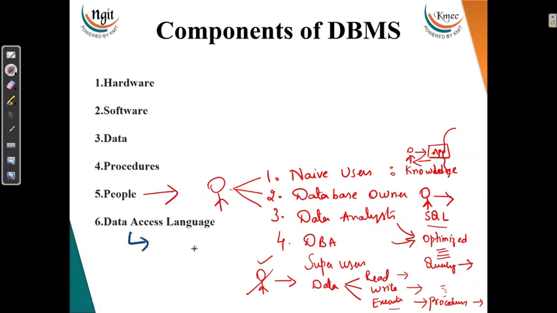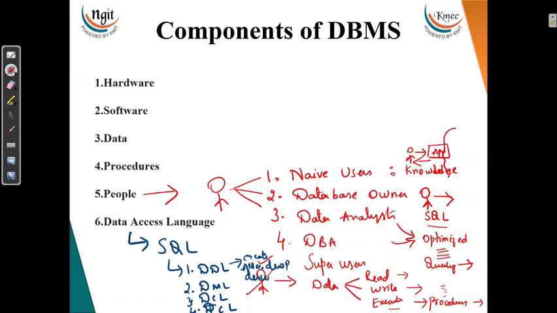Next, database access language. As I already told you, we use structured query language to access the database. So this language has subcategorized all the commands into four: data definition language commands, data manipulation language commands, data control language commands, and then transaction control language commands. In DDL, you define the data using create, alter, drop, describe. We use those set of commands for performing data definition language operations.